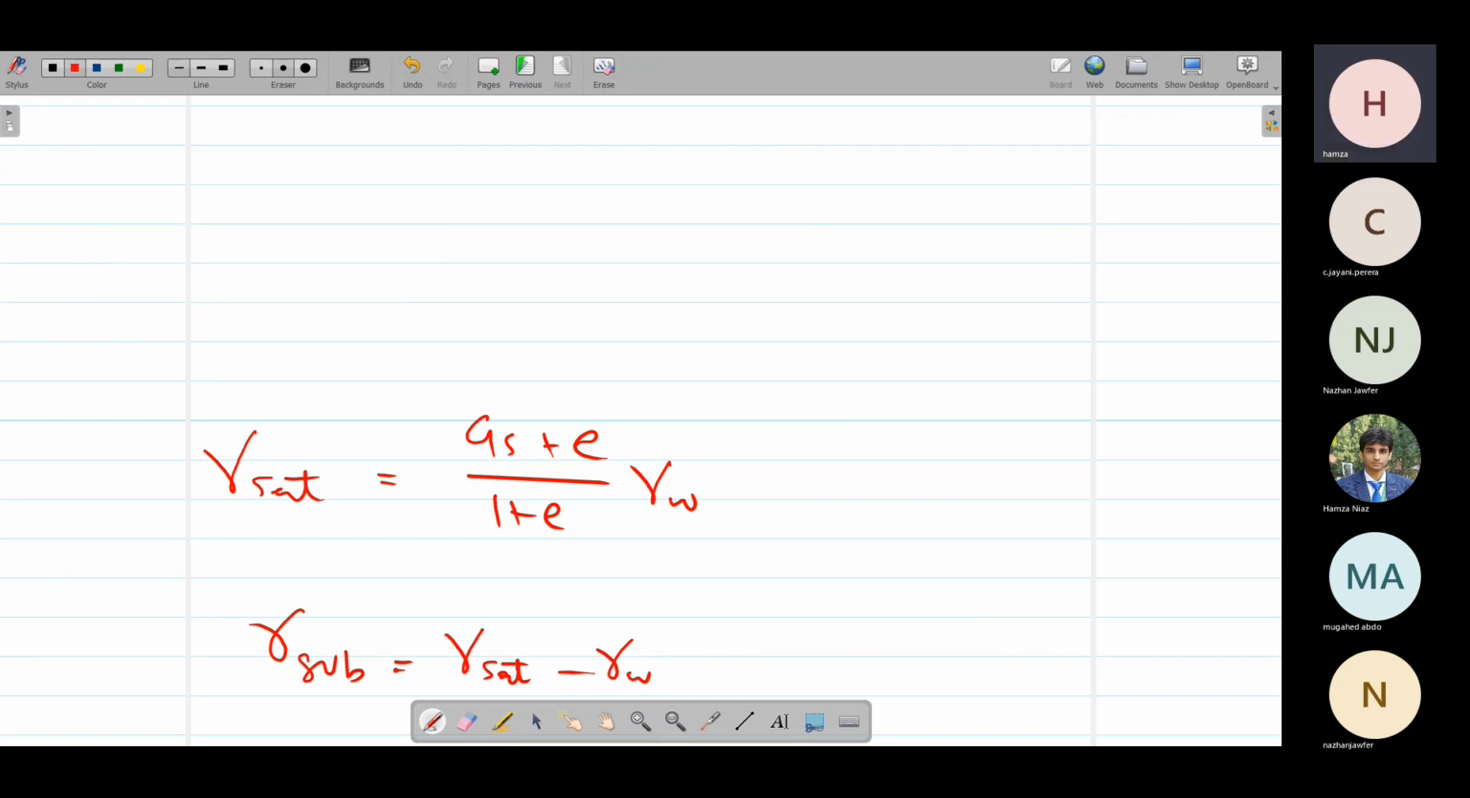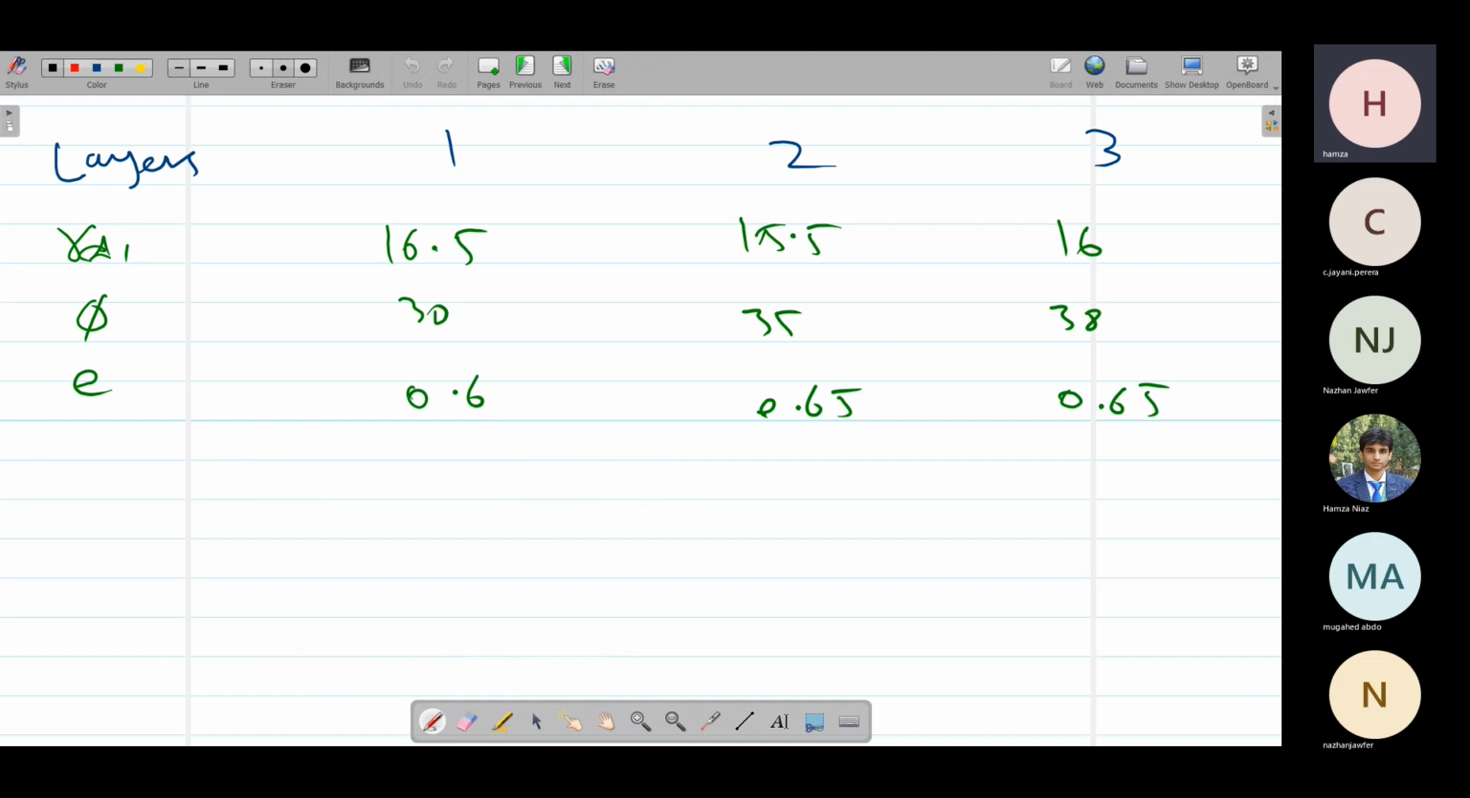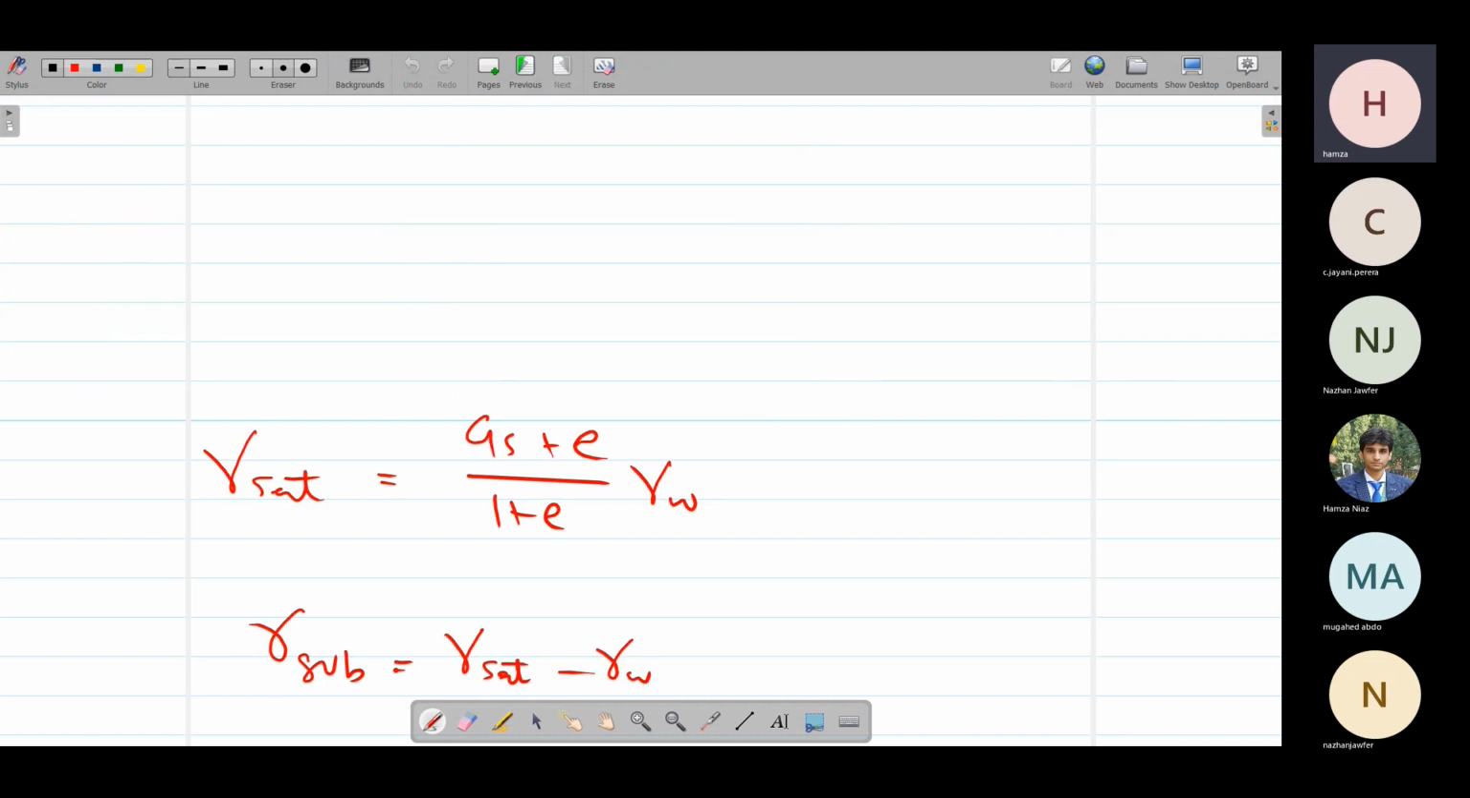We have to memorize this formula, so it may or may not be given in the paper. So (Gs + e) / (1 + e) into gamma w. Now if you look at this formula, we know the e values. We have been provided e values. We know the gamma w value, that is 9.81. We do not know Gs values. So where will we get this Gs value?